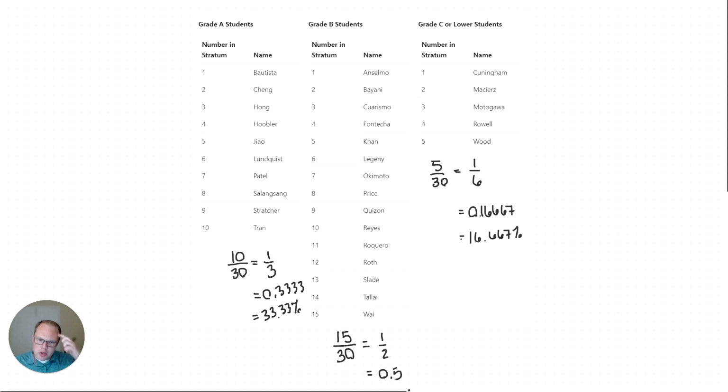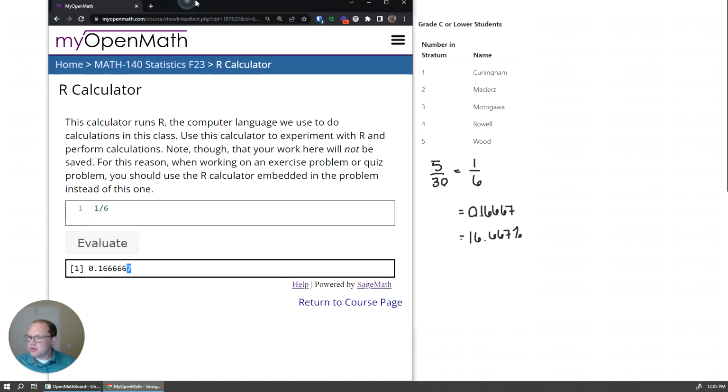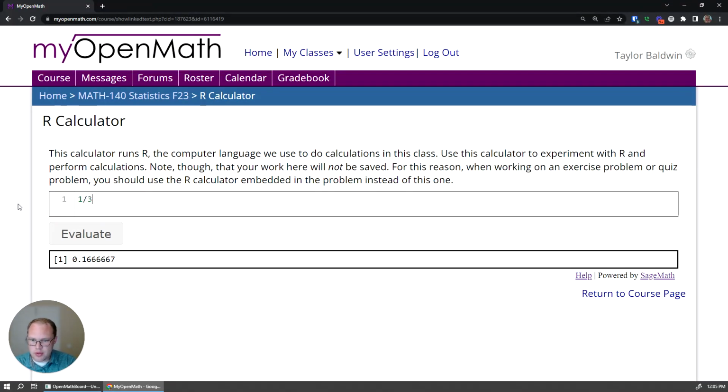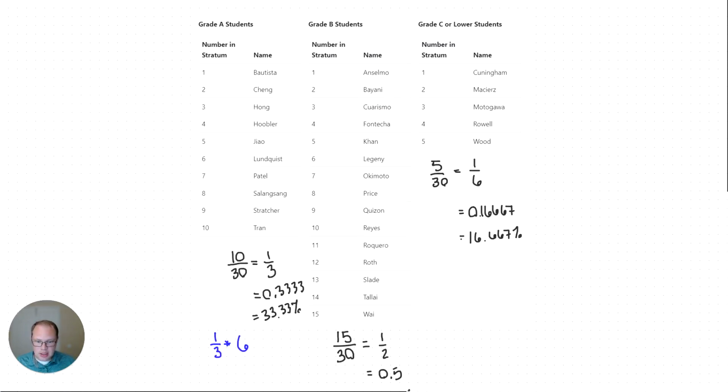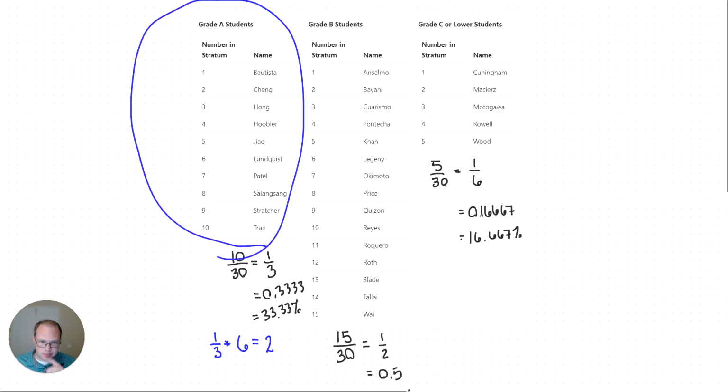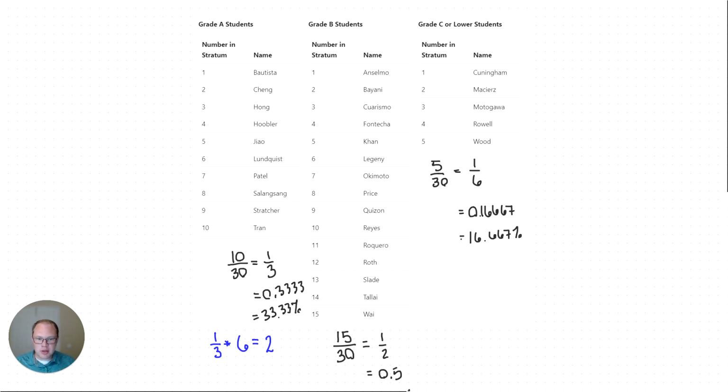To find that out, all we do is take our fraction here, or you could take the decimal form, whichever one, and we're going to multiply it by the total. So I'm just going to take 1/3 and multiply it by our total 6. If I take that 1/3 and multiply it by 6, I get 2. You could probably have done that without the calculator, but it's there if you need it. So 2 of our students will come from this group. 2 of the students that we sample will come from this group.